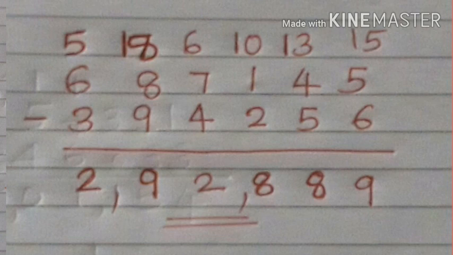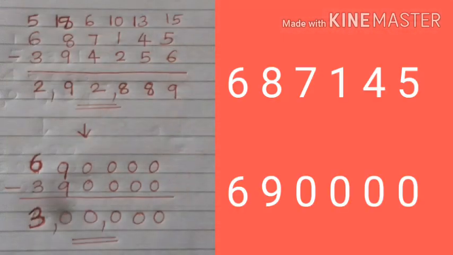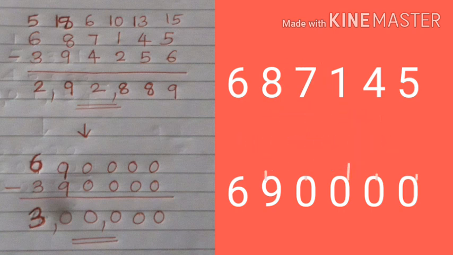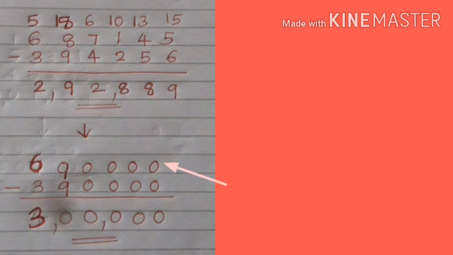Next one is subtract 6,87,145 and 3,94,256. Subtract these two numbers, we get the answer 2,92,889. We have to find out the estimated difference. Then rounding the numbers in the 10,000s place. So the first number, we look at the thousands place. The thousands place is 7. It is 5 or more than 5. The 10,000s place is changed to the next number. So 8 becomes 9 and the remaining places are 0. So we get the answer 6,90,000.